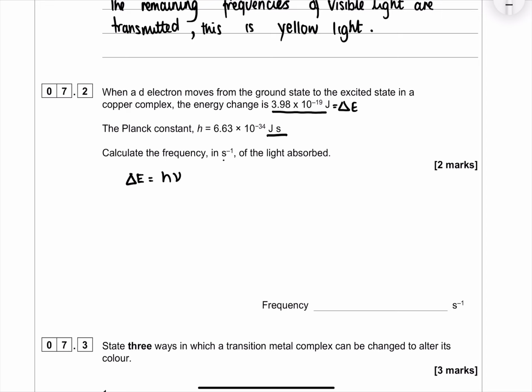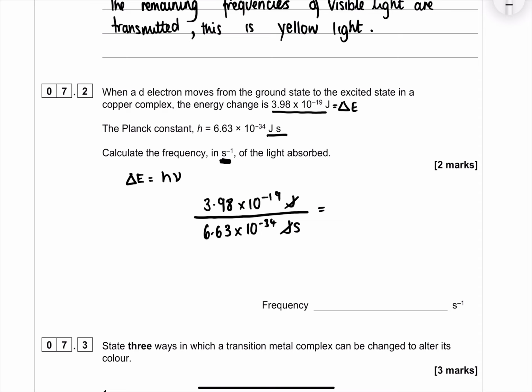Now, if you're in the exam and you forget that, try to look at the units. You want an answer in seconds to the minus 1, and you've got a number in joules and a number in joules second. So if we take the number in joules and divide it by the number in joules seconds, the joules part will cancel and we'll be left with seconds on the bottom line, which will give us our answer in seconds to the minus 1.